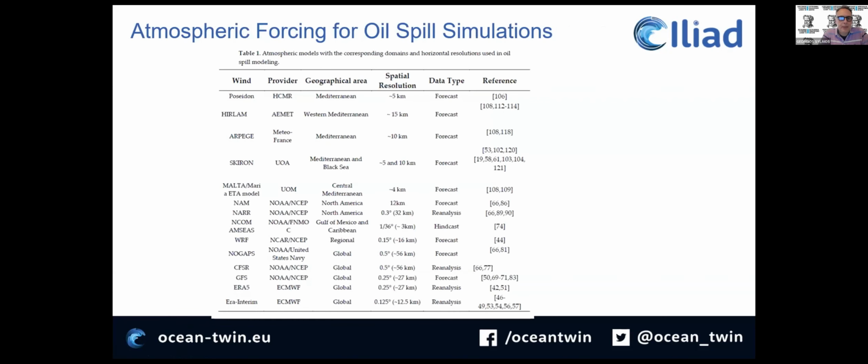This is a table from a recent review we submitted to a journal, where we are reviewing the various atmospheric models and the providers of the models, the geographical coverage, and the spatial resolution. And we find that there are plenty of products which are already available. We don't need to reinvent the wheel. We can go to these global products and downscale them, or even utilize regional products which are already freely available to use. Most of them are used for forecasting events. Some of them are used for hindcasting.